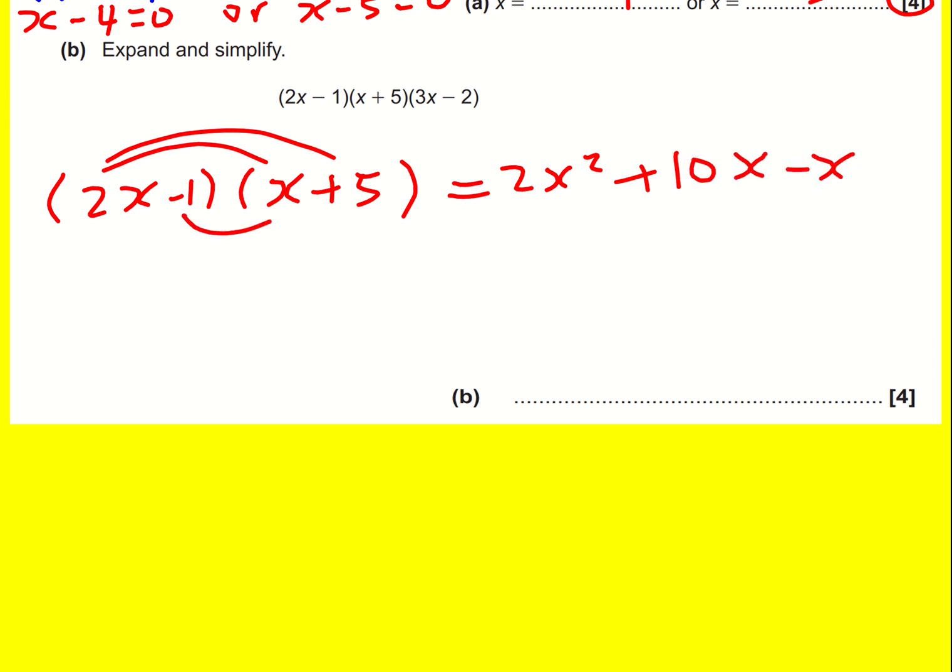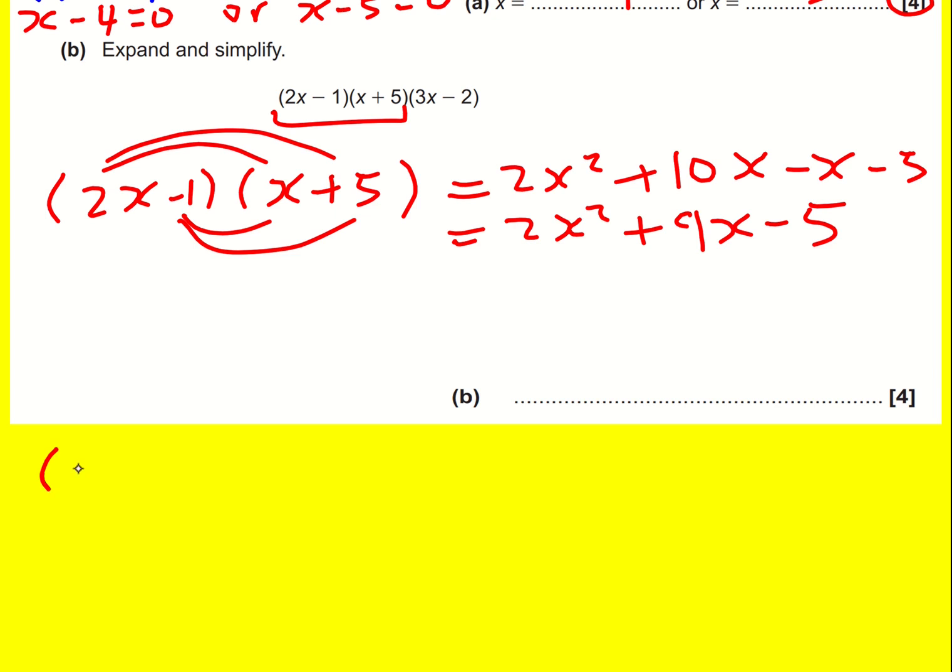minus x minus 5. Before I do anything else, simplify this just to make life a little bit easier. Oh, sorry, that should have been a minus 5, misread. Okay, and so this is what this thing is. I now need to work out what 2x squared plus 9x minus 5 times 3x minus 2 is.